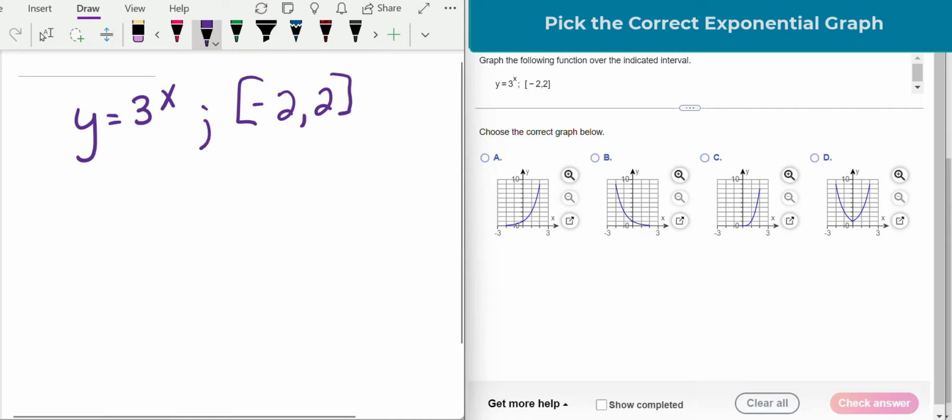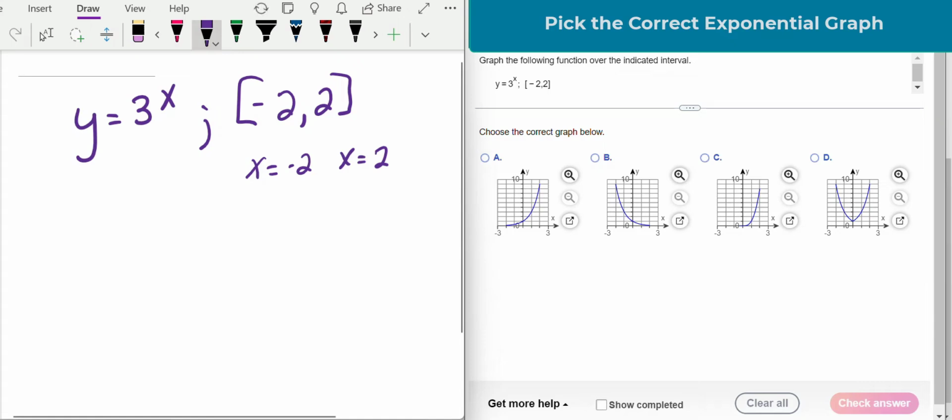Now this is called interval notation, and all it's saying is we're just going to look at the graph between x equals -2 and x equals 2. So don't freak out about that. It's really not part of how we're going to pick it. Kind of there to confuse us a little bit, but we're just going to ignore that part, okay? A little tricky there, but not bad.